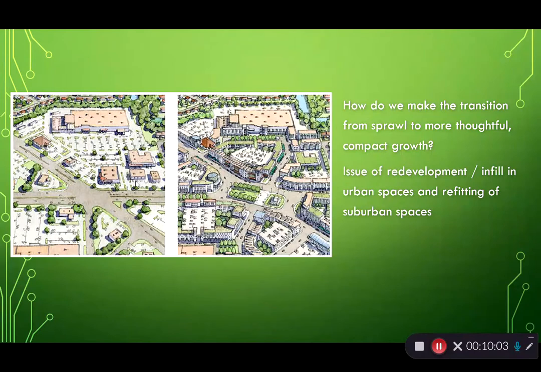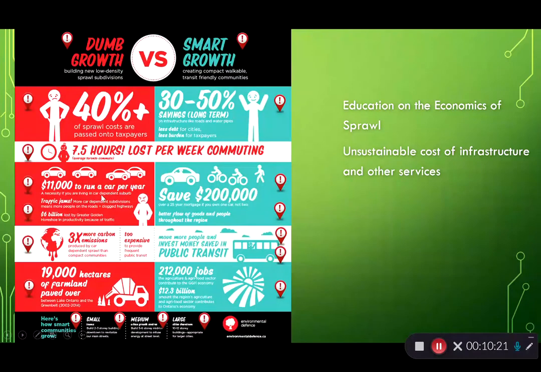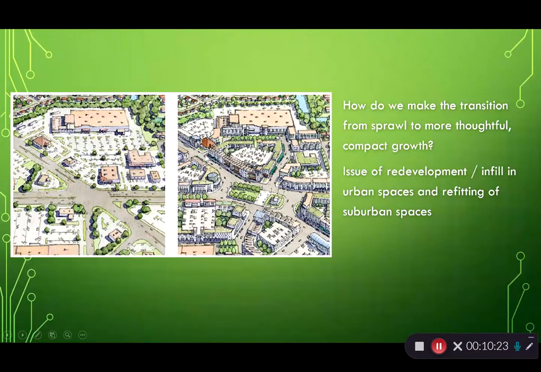How do we make the transition to more thoughtful, compact growth? We need to look at issues of redevelopment and infill, as we spoke about, retrofitting our suburban spaces. So the example of this picture here is your conventional, big box strip center, lots and lots and lots of parking. If we think differently about how we use that space, we can start to put a lot of other things on those parking spaces.